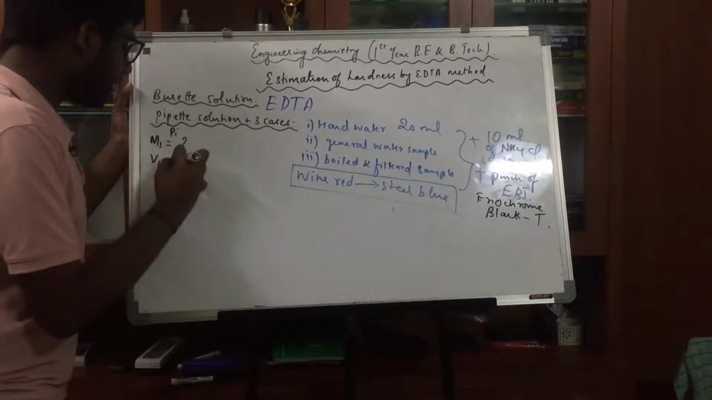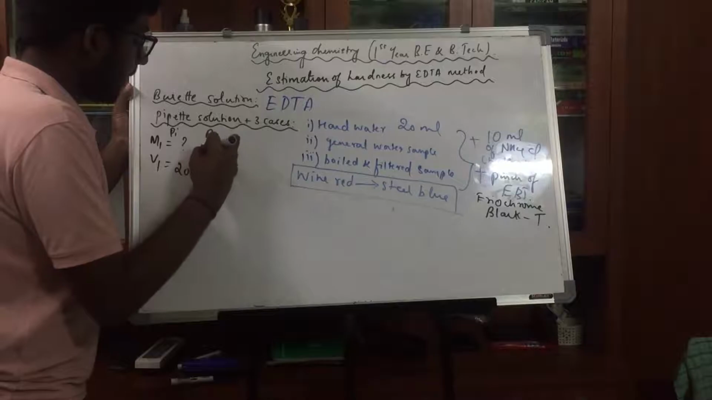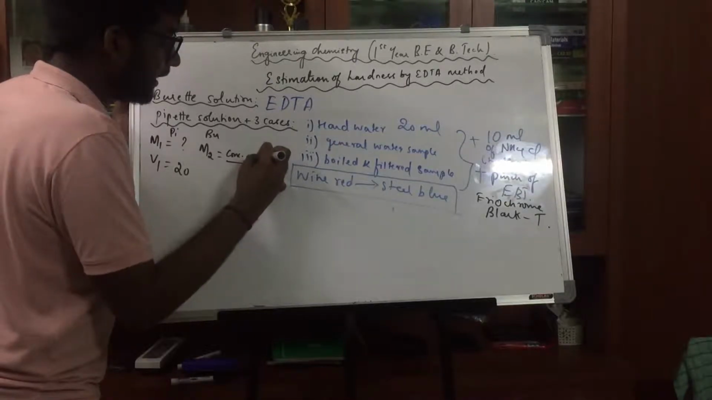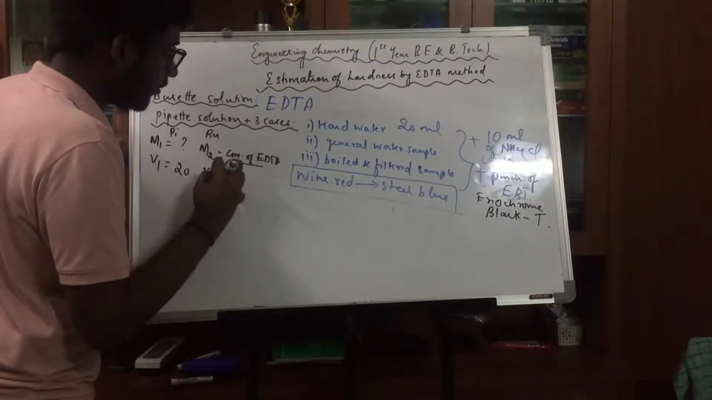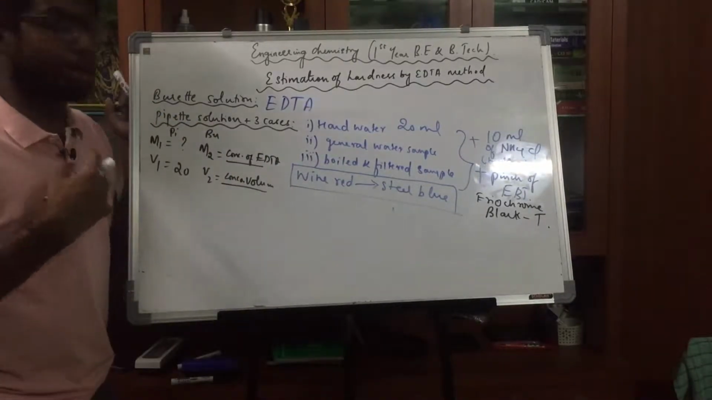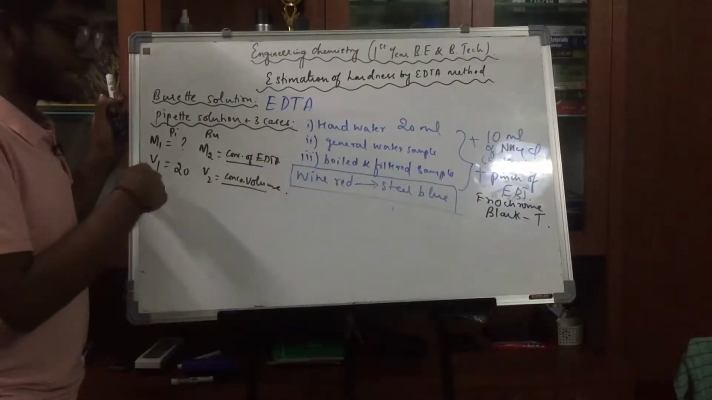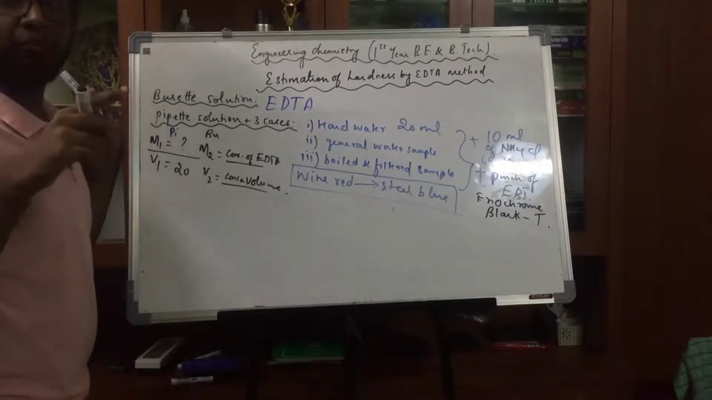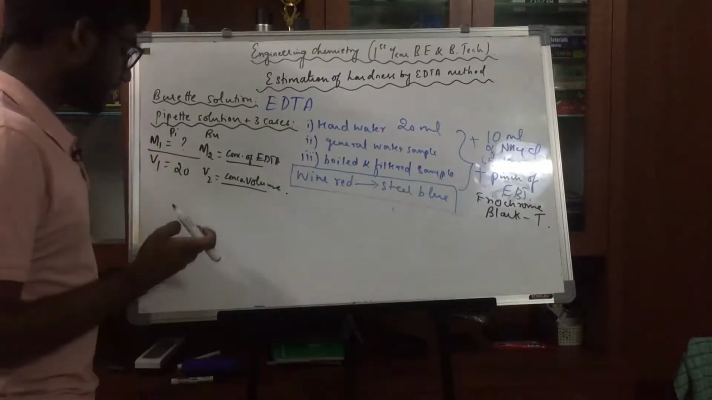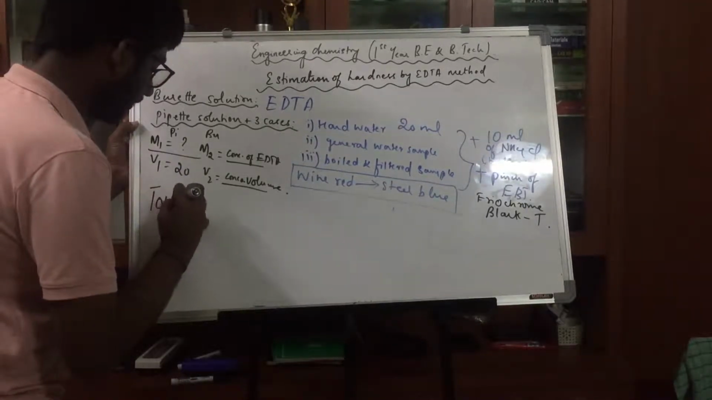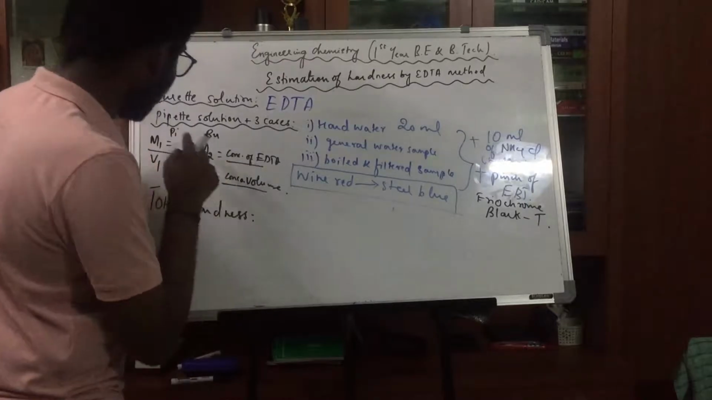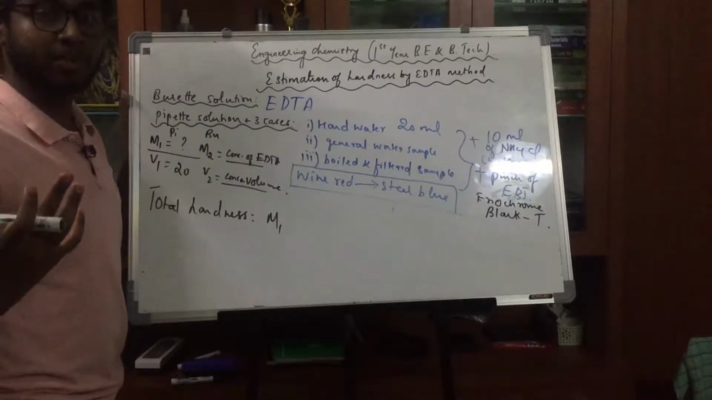V1 is 20. So now let's come to burette. M2 is your concentration of EDTA. V2 is the concordant volume. So now using this you're supposed to find M1, and after you find M1 using the formula, next is the method of finding your total hardness. So now how do you find total hardness? Total hardness is nothing but M1, which is the one you are supposed to find.